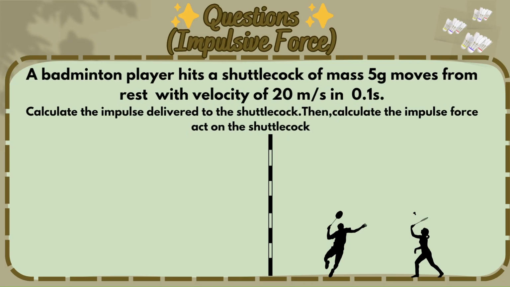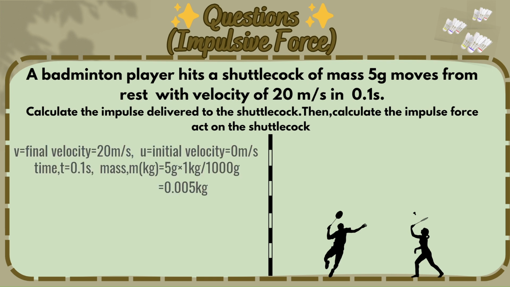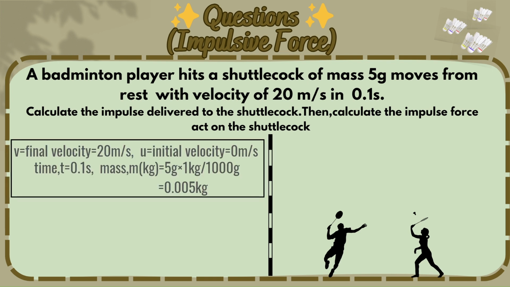A badminton player hits a shuttlecock of mass 5 gram, moved from rest to a velocity of 20 meter per second in 0.1 second. Calculate the impulse delivered to the shuttlecock. Then calculate the impulsive force acting on the shuttlecock. So v equal to 20 meter per second, u equal to 0 meter per second, t equal to 0.1 second, m in kilogram equal to 0.005 kilogram.